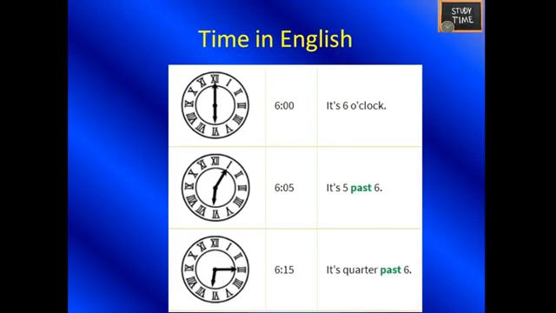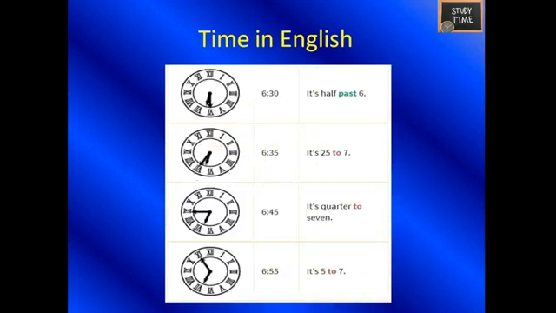Next, the third picture points to 3. 6:15. It is quarter past 6. Next, 6:30. It's half past 6. If it points to 7, it's 25 to 7. If it points to 9, 6:45, it's quarter to 7. If it points to 11, 6:55, it's 5 to 7. This is how you should tell time in English.